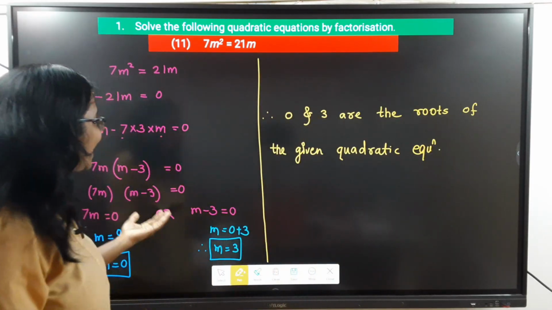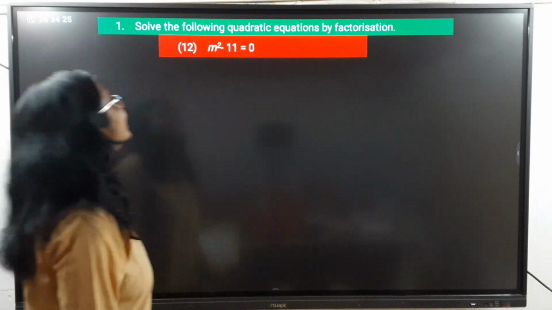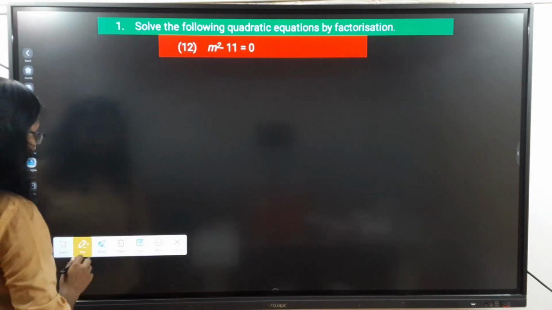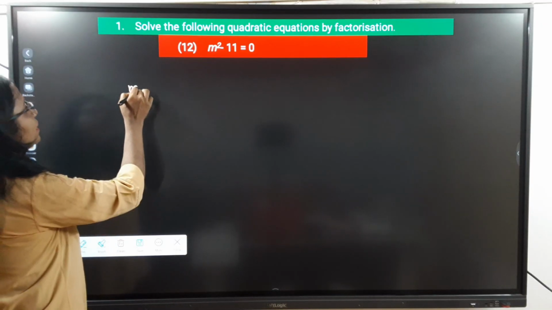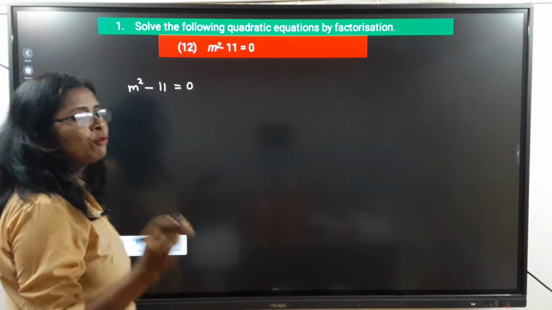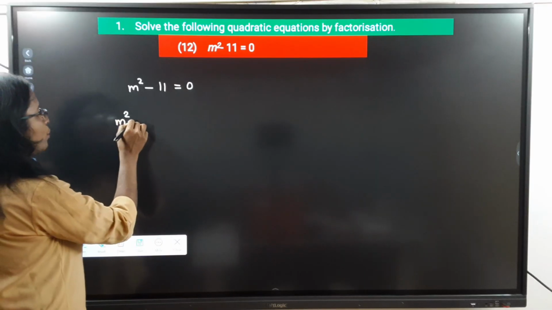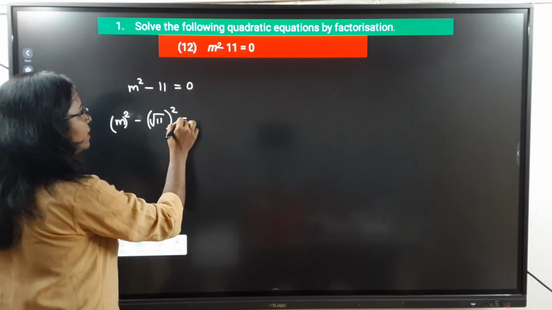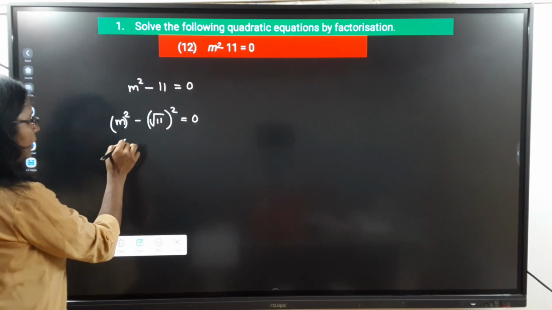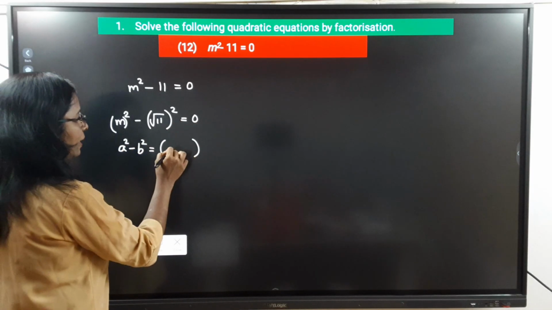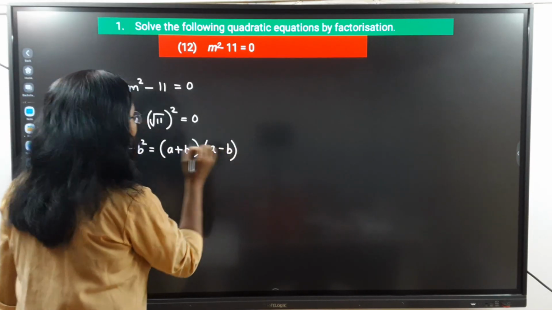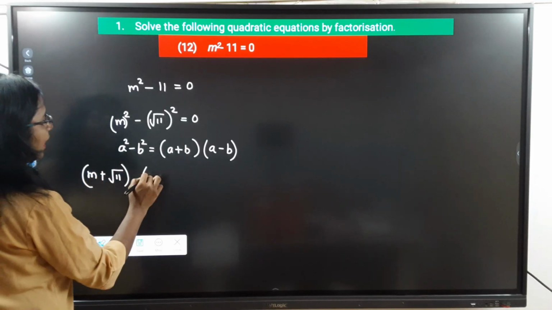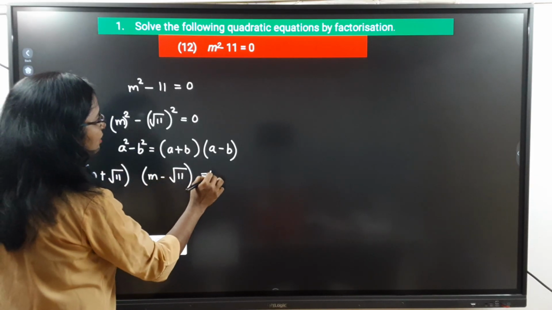Okay students, then the next example, students: m square minus 11 is equal to 0. So now here, first, m square minus 11 is equal to 0. So now, students, we can write this in this form, root 11 whole bracket square. So m square in the first bracket minus root 11 in the second bracket square. So that means this is nothing but a square minus b square. So in the first bracket we write a plus b, in the second bracket we write a minus b. So therefore it will be m plus root 11 in the first bracket and m minus root 11 in the second bracket, which is equal to 0.